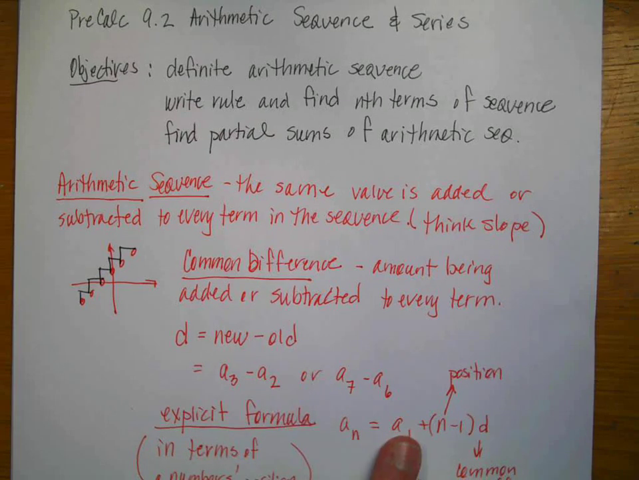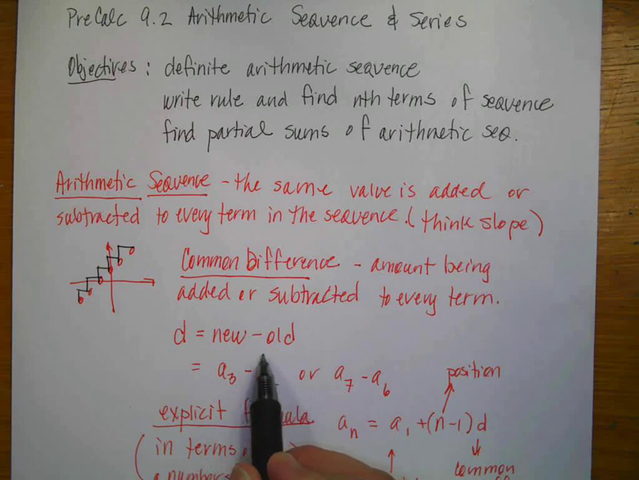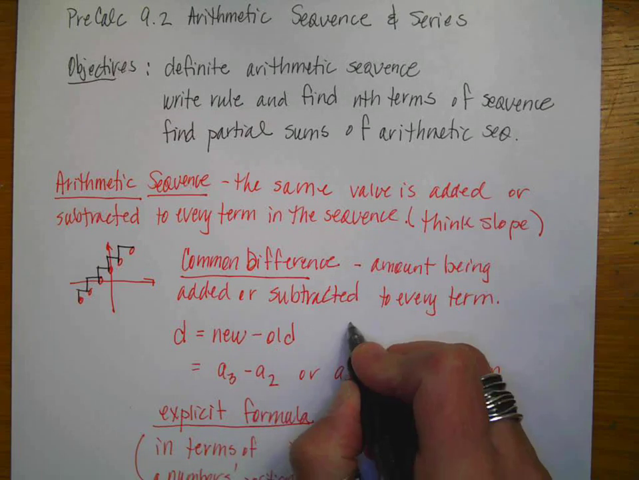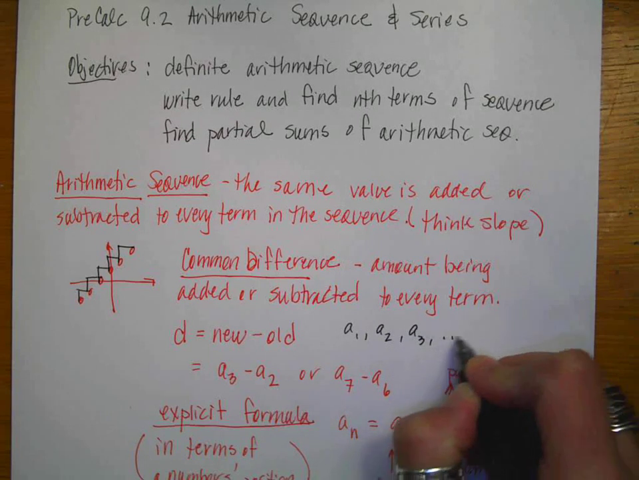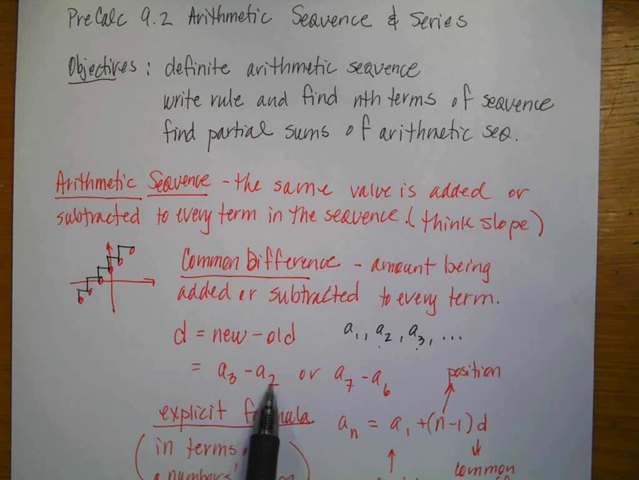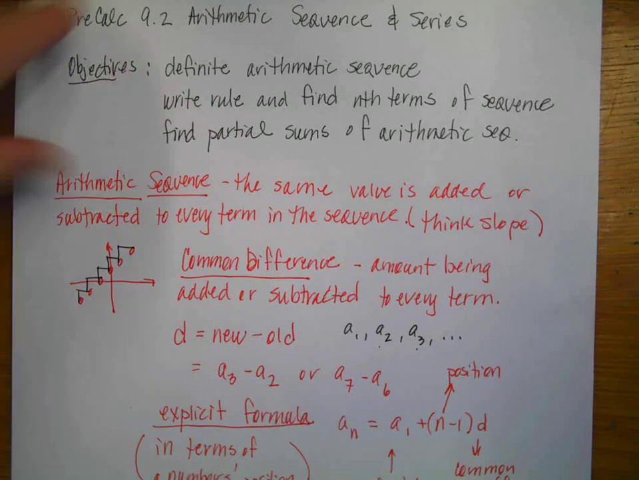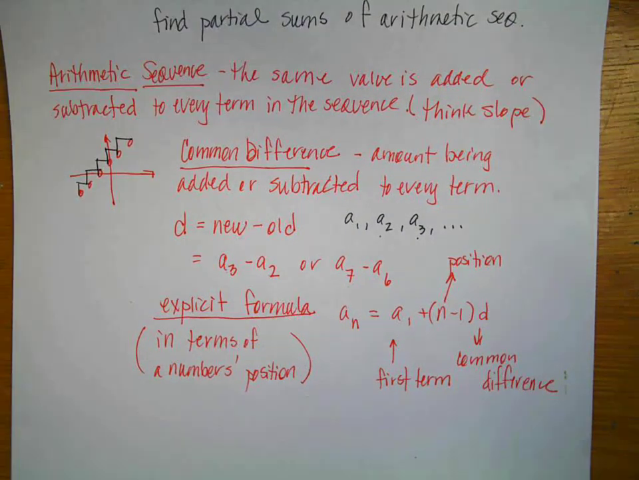We find the common difference by doing new divided by old. And by new divided by old, if I have a sub 1, a sub 2, a sub 3, etc., this is considered the new, this is considered the old. So it's new minus old, and that helps you find the common difference. Or if I had terms that were further out, I could have done a sub 7 minus a sub 6. So there are two types of formulas that we will use in our sequences.